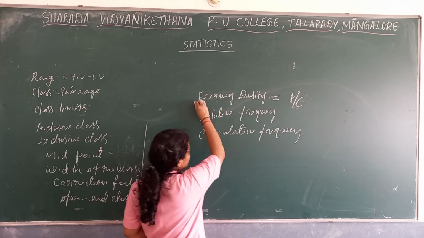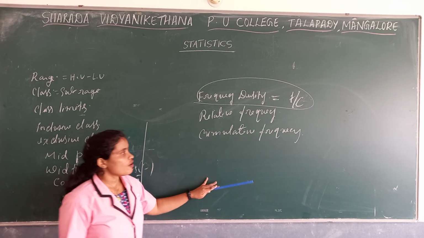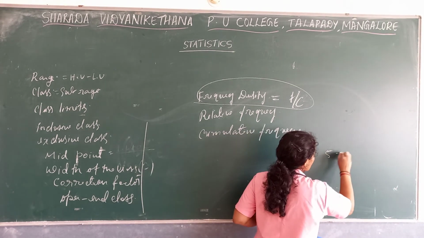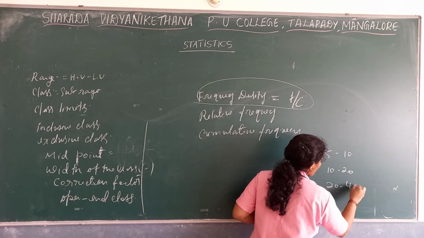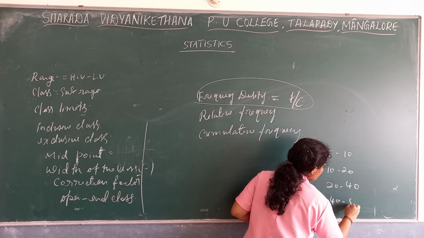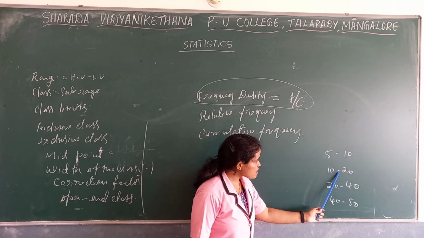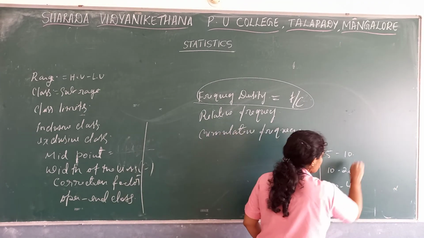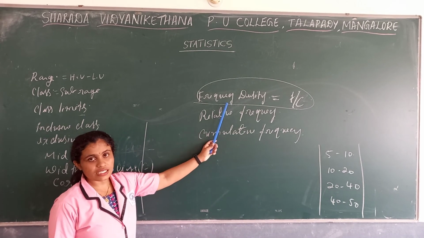Where do we apply frequency density? In classes where the width of the class intervals is not equal. For example, 5 to 10, 10 to 20, 20 to 40, then 40 to 50. See here, in the first class the width is 5, here it is 10, here it is 20, and here again it is 10. When we get this kind of class intervals, we apply the frequency density.